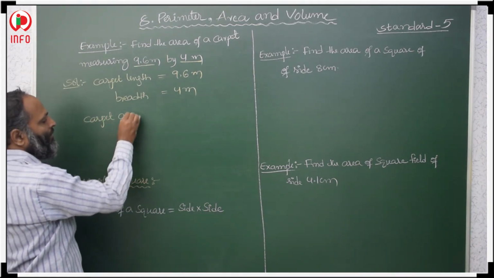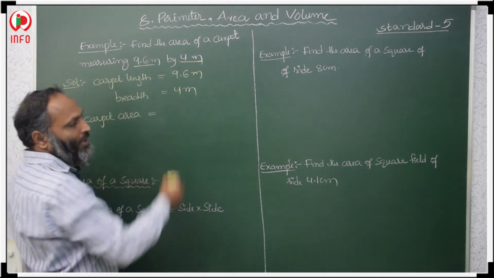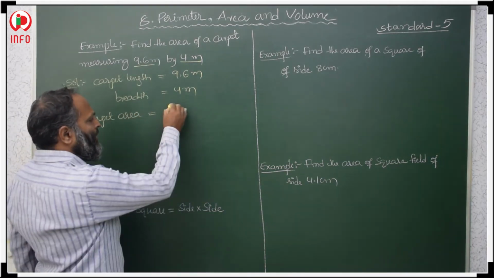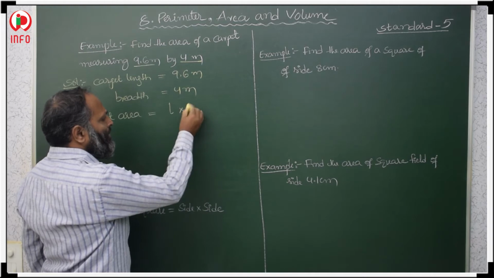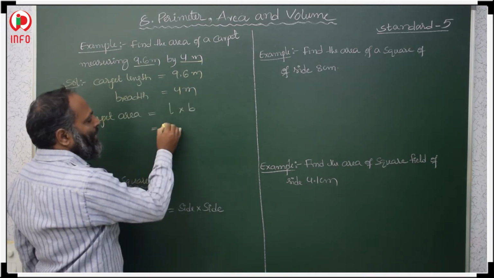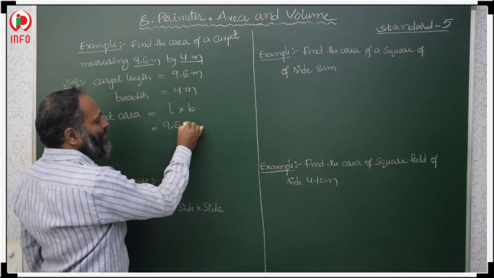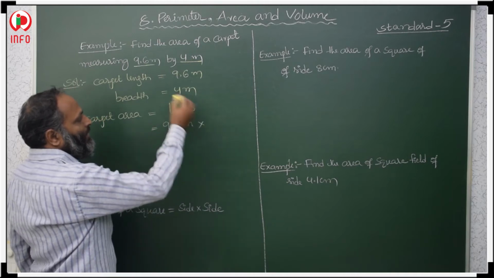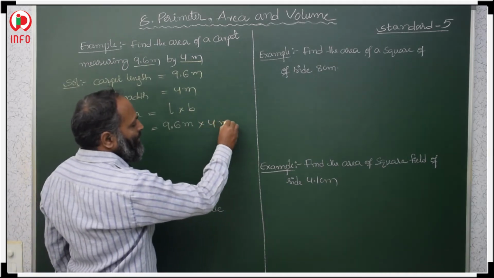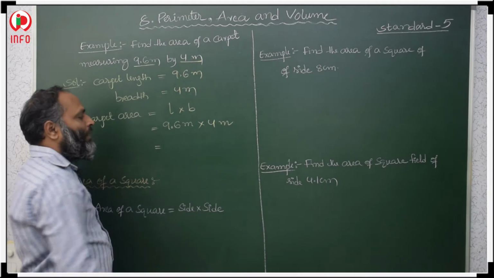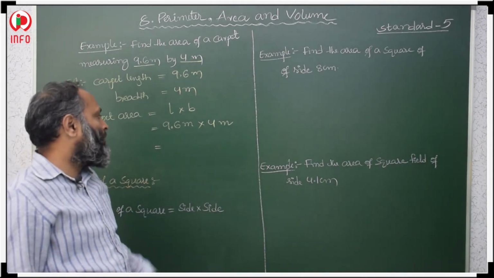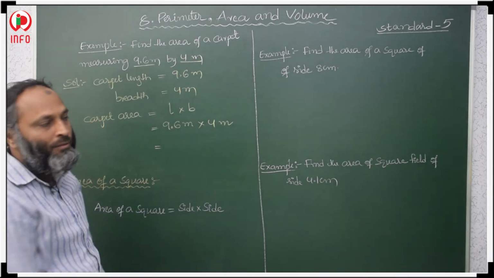Carpet area. The carpet is in the shape of a rectangle. Area of a rectangle is length into breadth. What is the length here? 9.6 meters. And what is the breadth here? 4 meters. Okay. Now we have to multiply 9.6 with 4 first.